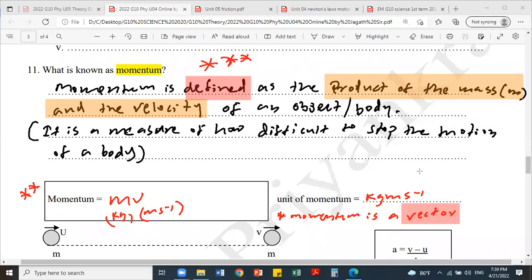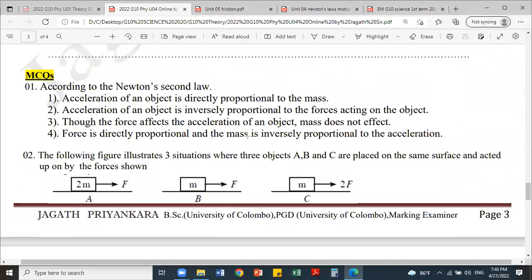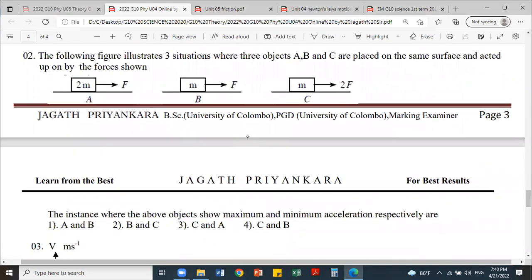Right. Now let's move on to the second MCQ. We discussed the first MCQ, let's move to the second MCQ. Who can give me the answer for this? This is from F equals MA. It's a good question, it's a past paper question.